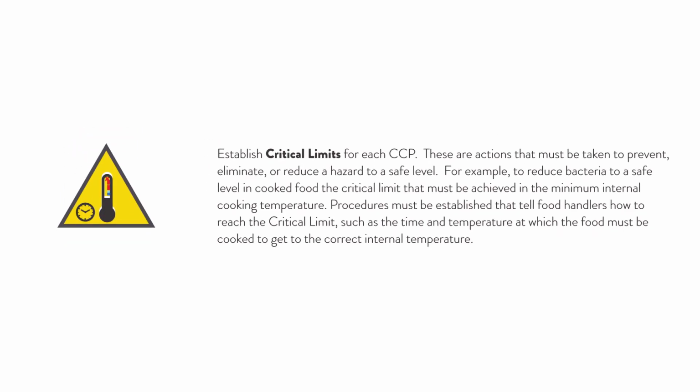Establish critical limits for each CCP. These are actions that must be taken to prevent, eliminate, or reduce a hazard to a safe level. For example, to reduce bacteria to a safe level in cooked food, the critical limit that must be achieved is the minimum internal cooking temperature. Procedures must be set up that tell food handlers how to reach the critical limit, such as the time and temperature at which the food must be cooked to get to the correct internal temperature.